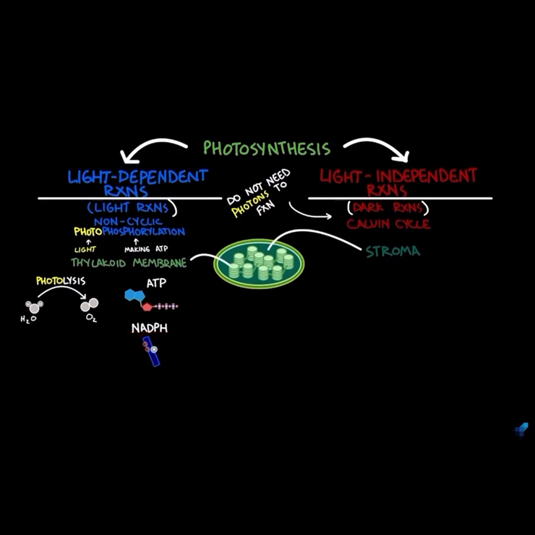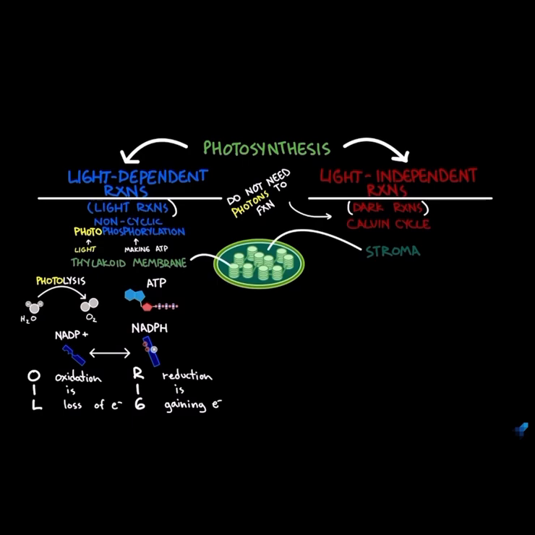So NADPH is a reduced electron carrier. It's been reduced because it has a hydrogen and electrons are added. When it's oxidized, it's NADP+. An easy way to remember this is OIL RIG. Oxidation is loss of electrons, reduction is gaining of electrons.